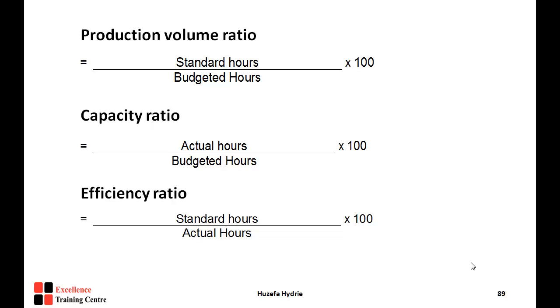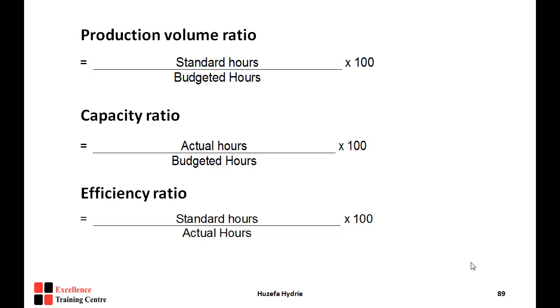Efficiency ratio, what do you think it will tell? What do you think it will assess? Okay, definitely it will tell you the efficiency of the labor, that how efficiently they are working. Now let's say my labor is producing 100,000 units, so according to my budget one unit should have taken 2 hours, so 100,000 units will take 200,000 hours, but they are taking 200,100. So they are taking 100 hours more than the budgeted.